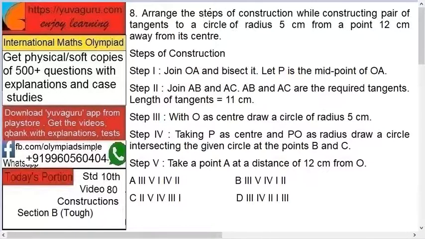So obviously the first step will be drawing a circle. So which is the first step? With O as a center, draw a circle of radius 5, means step 3. So 3, check wherever 3 is not the first step. C. So C is out. Now only A, B and D remain.